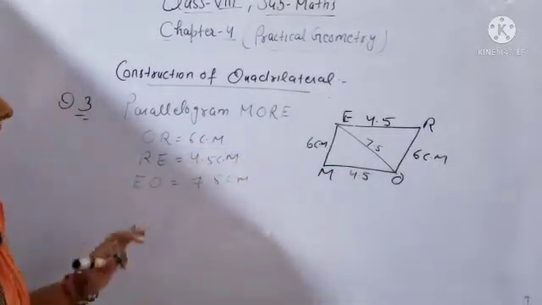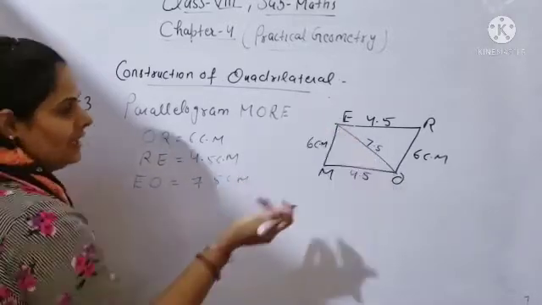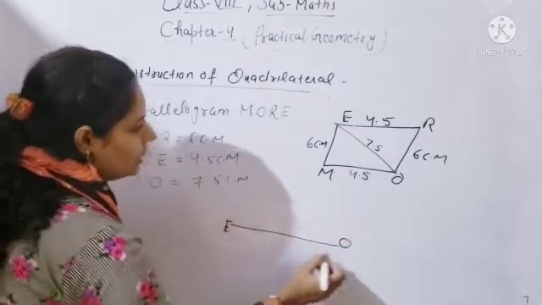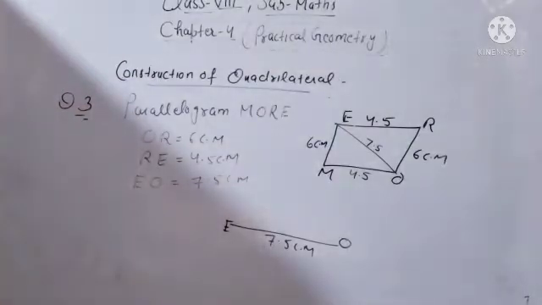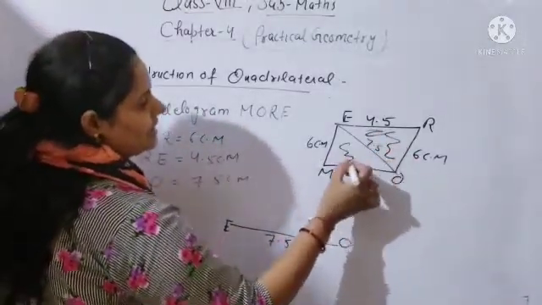Clear, beta? Now you have to draw the parallelogram. Same step. First you will draw the diagonal EO, and EO is 7.5 centimeter. Clear, beta? First step, what will you do? You will draw the line segment EO, and this is 7.5 centimeter, and this one is the diagonal. Okay, 7.5 centimeter. Clear? After that, you can see this one is one triangle and this one is second triangle.